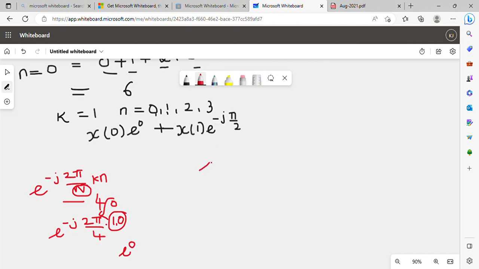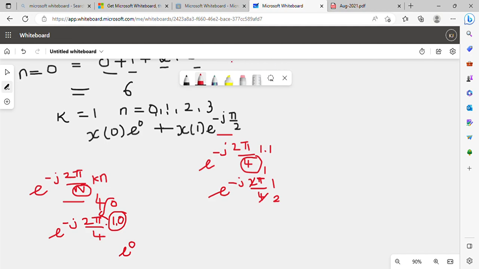My equation is e to the power of minus j 2 pi by n into kn. Here my capital N is 4, and k is 1, and small n is also 1. So I get e to the power of minus j 2 pi by 4 into 1, or minus j 2 pi by 4, which is 2 ones are 2, twos are. So I get e to the power of minus j pi by 2, right? Yes.